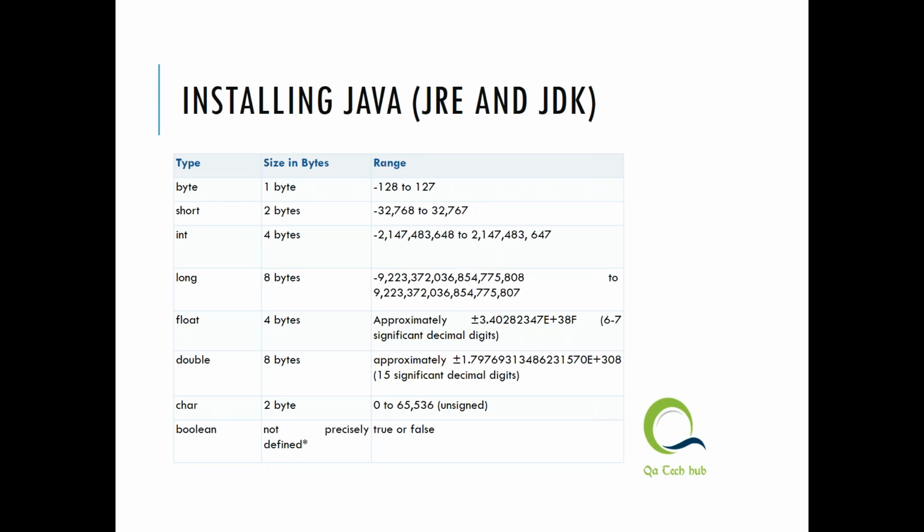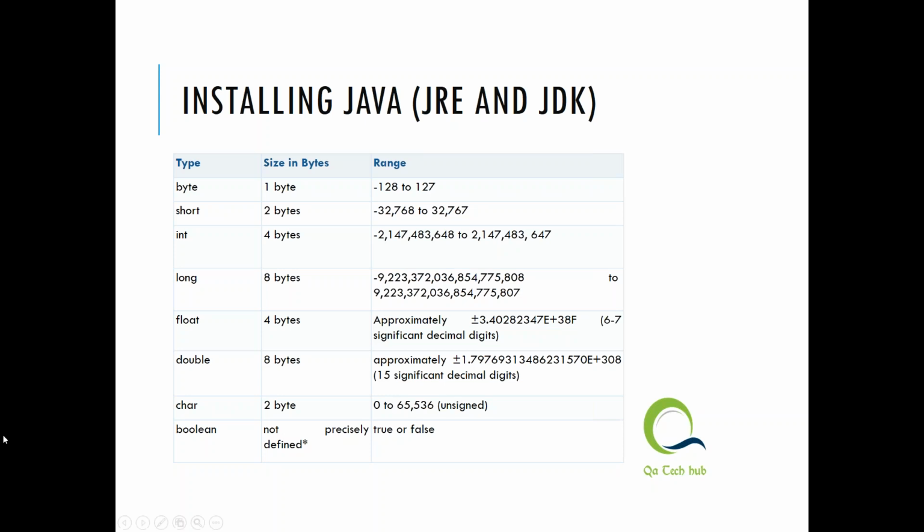Then character is of 2 bytes and it can store a single character, maybe a single A character, B character, all the ASCII characters it can store. Then we have boolean. The size is not defined for that, but the value is there. It can either store a true value or a false value. So these are the ranges and the sizes of the data types.